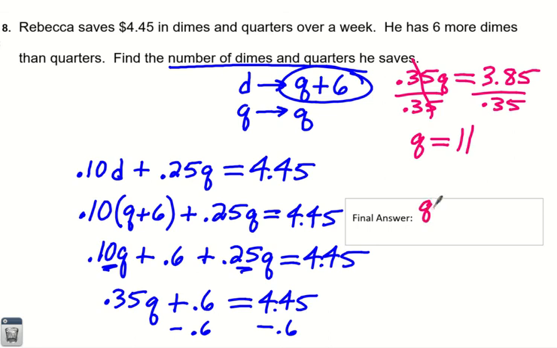Well, q equals 11, so that's 11 quarters. And if there's 11 quarters, there's 6 more dimes. So that would be then 17 dimes. And you could double check that answer: there's 6 more dimes, but do 17 dimes and 11 quarters make $4.45? And they should.